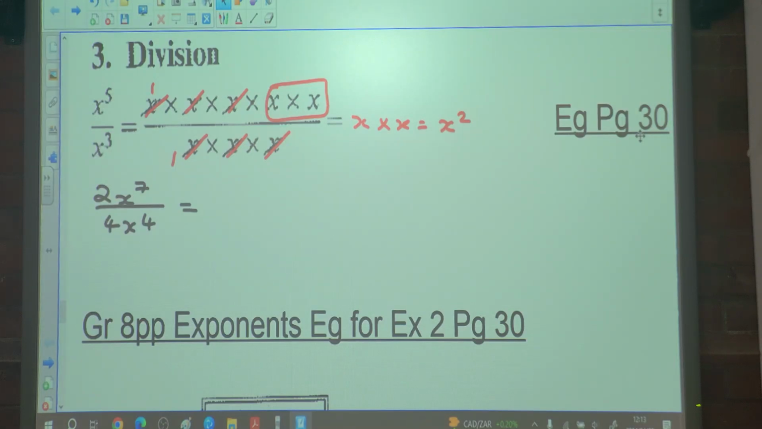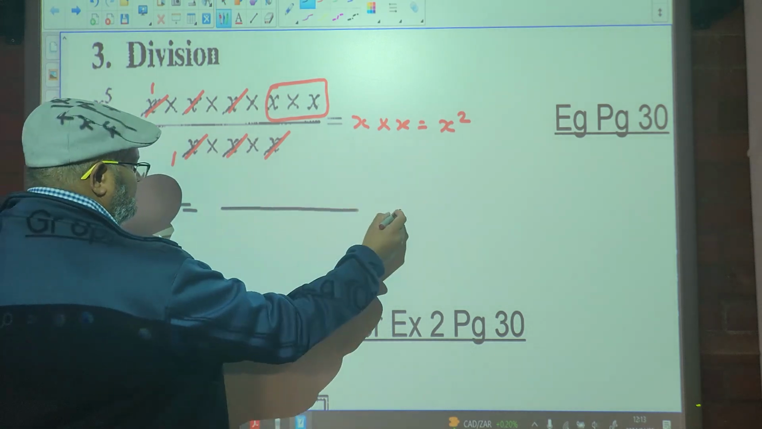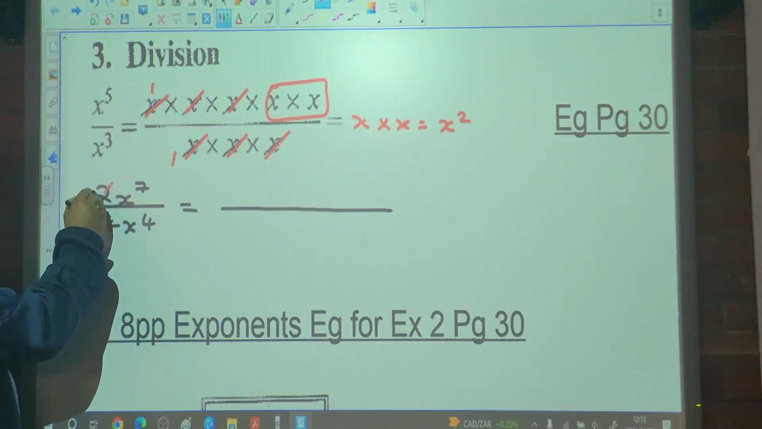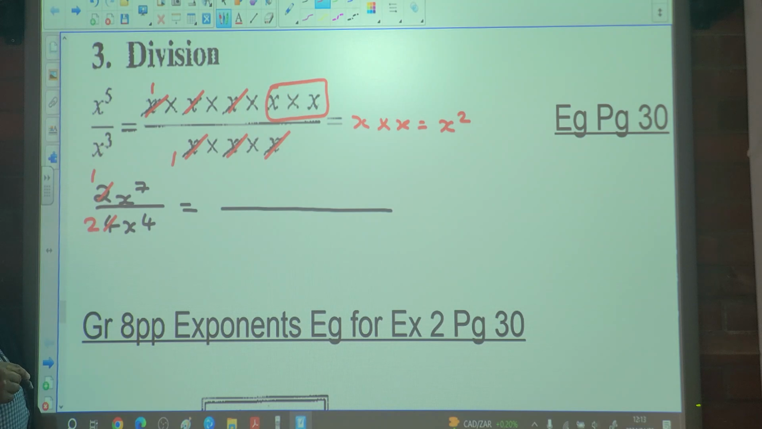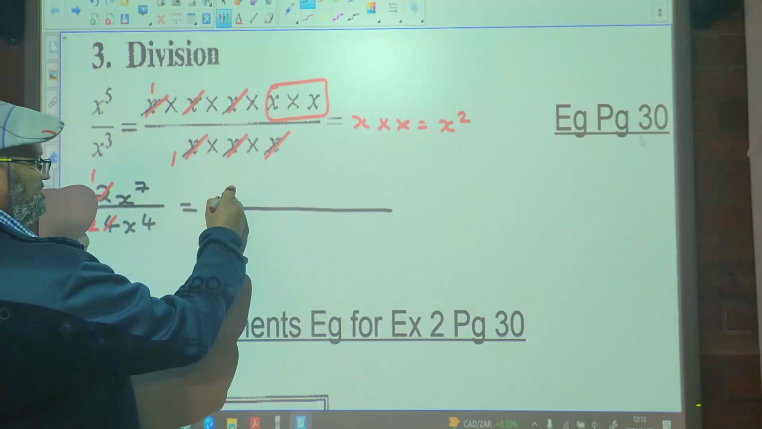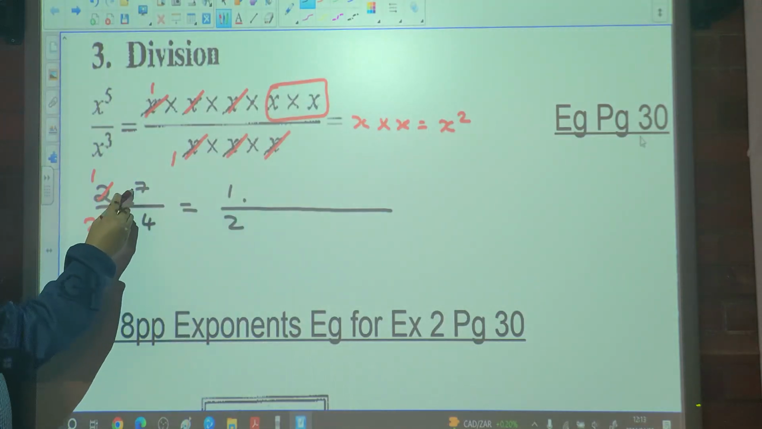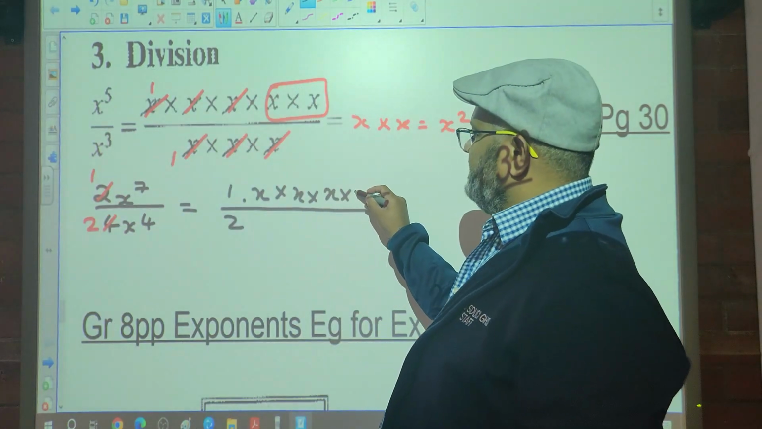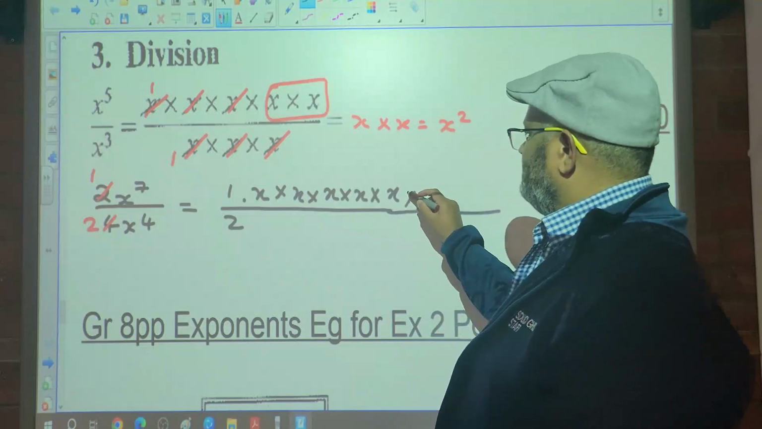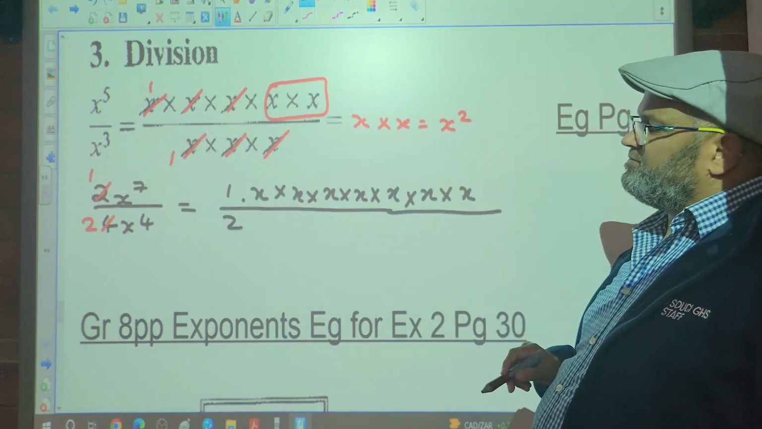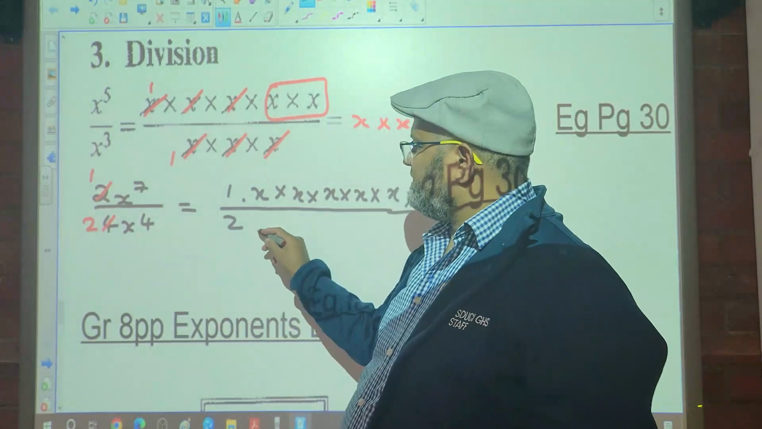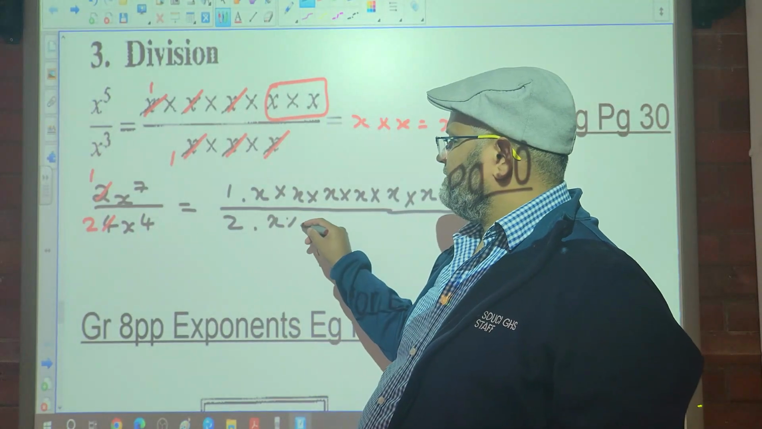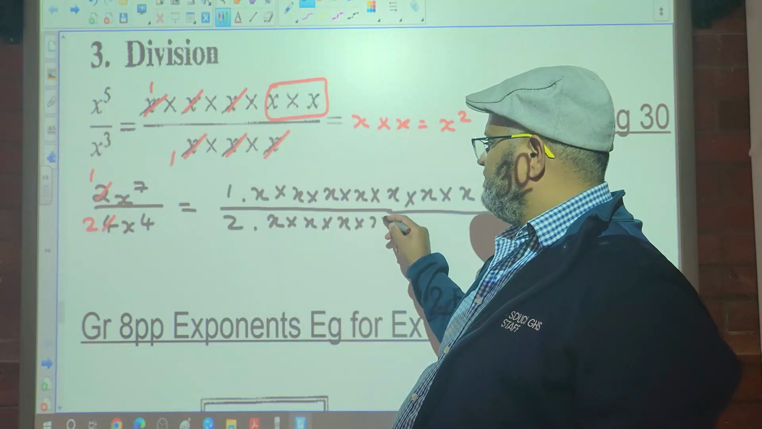Yes, Michael. So how do we do 2 divided by 4? We've done fractions, Michael. 2 goes into 2 once, 2 goes into 4 twice. So we get 1 over 2. Now, how many x's do we have in the numerator? 7. So it's 1, 2, 3, 4, 5, 6, 7 x's. Not so? How many x's do we have in the denominator? 4. 1, 2, 3, 4.